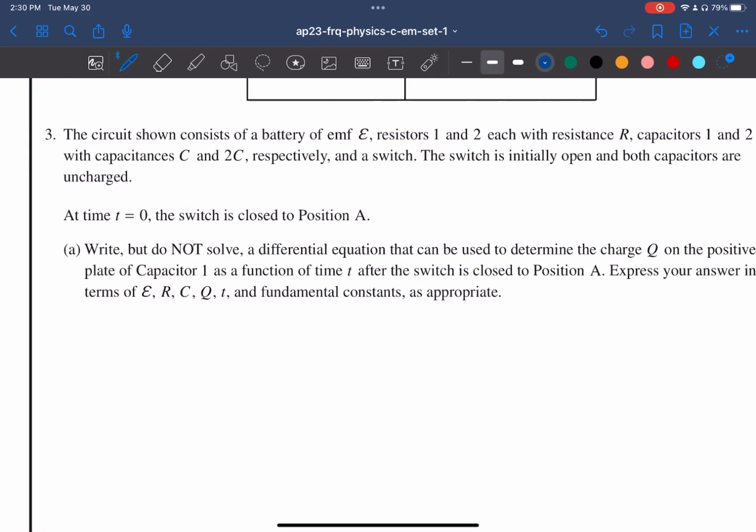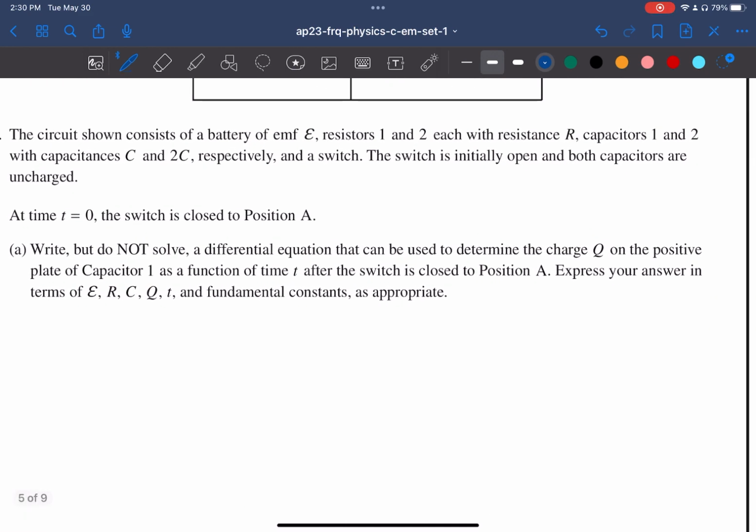At time t equal to 0, the switch is closed to position A. Write, but do not solve, a differential equation that can be used to determine the charge Q on the positive plate of capacitor 1 as a function of time after the switch is closed to position A. Express your answer in terms of EMF, resistance, C, Q, t, and fundamental constants as appropriate.